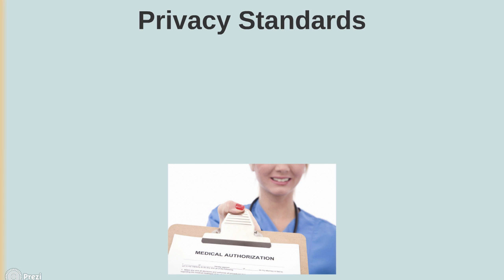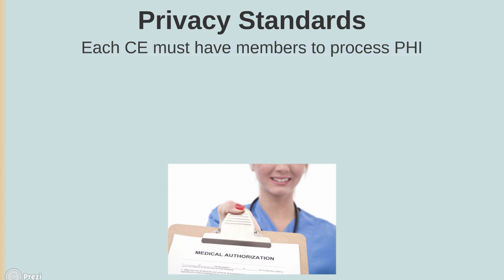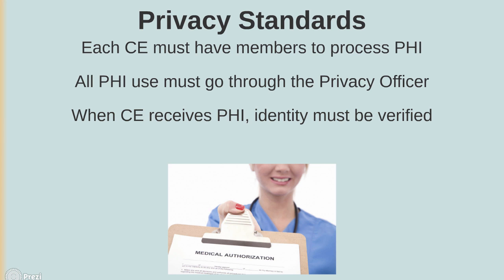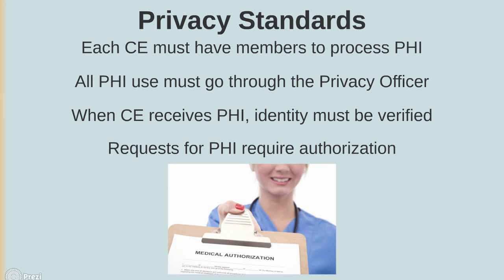In order to keep patient information as private as possible, each covered entity should have specific members who process PHI. All use of PHI should be cleared through the HIPAA privacy officer that was assigned by the covered entity. When a covered entity receives a request for PHI, the identity of whoever is requesting the information should be verified before sending the PHI. Disclosing PHI requires patient authorization before the information can be released.